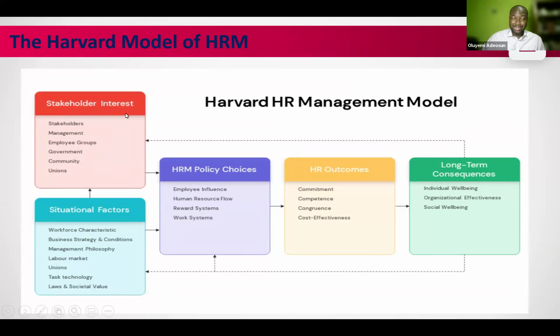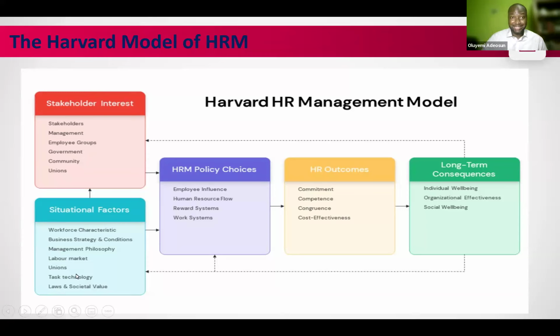We have stakeholder interests, and you can see these are the stakeholders. Then you have situational factors: workforce characteristics, the business strategy and condition, management philosophy. In other words, how your ownership thinks. Some of the things that influence this management philosophy, for example, if it's a multinational, there are certain philosophies associated with them. If it is a one-man business, there are also certain philosophies associated with it. If the owners are capitalist in orientation or socialist in orientation, there are philosophies.